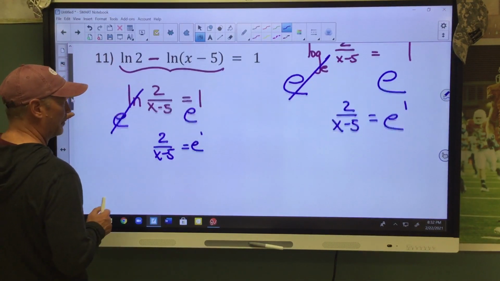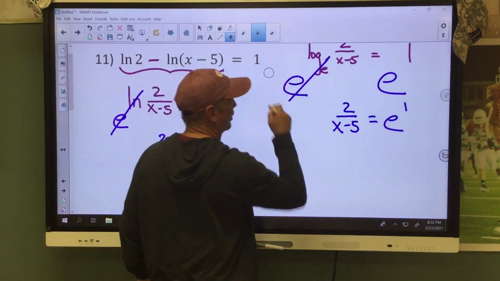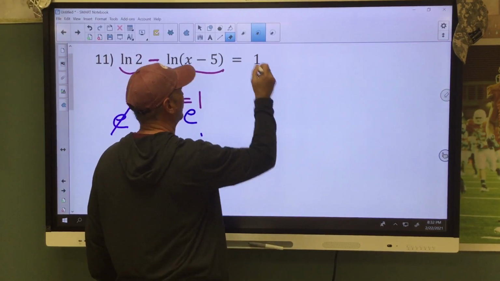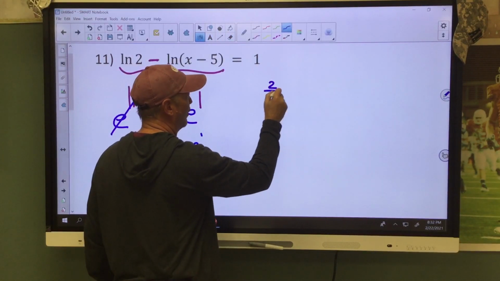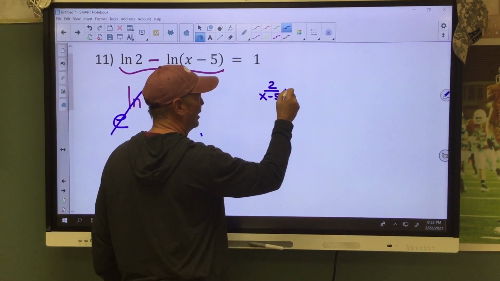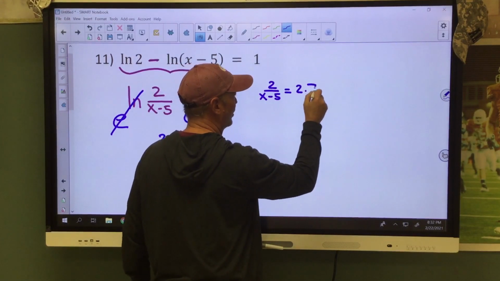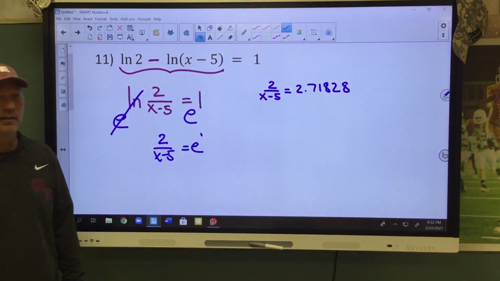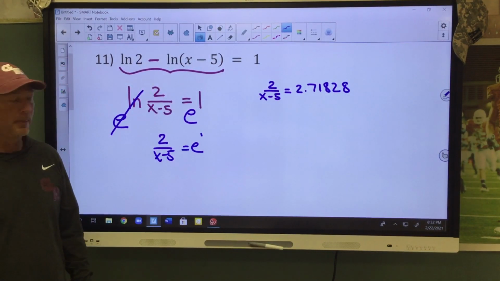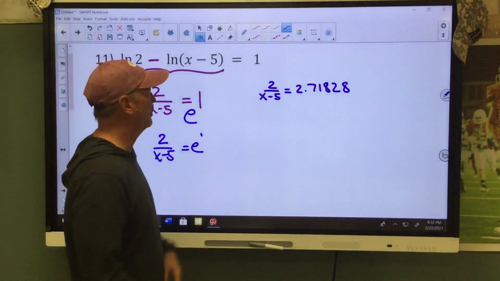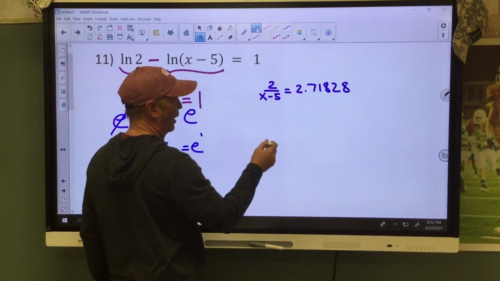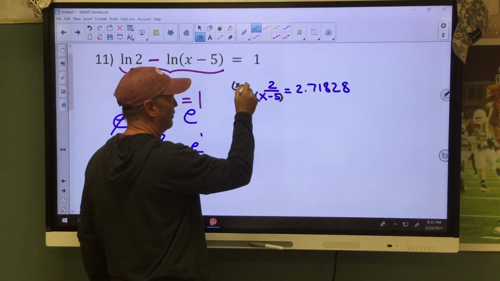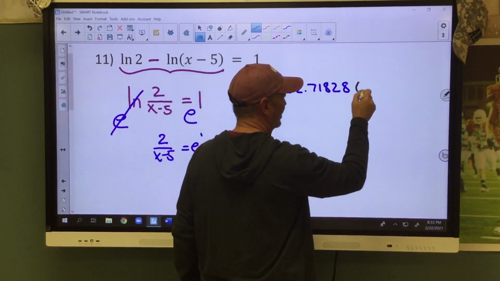If I give you some more room, now let's erase this. We don't need this anymore. 2 over x minus 5 equals 2.71828. We're going to need to bring this up from the bottom, okay? So we're going to multiply. We're going to put this in parentheses and we're going to multiply times x minus 5, times x minus 5.